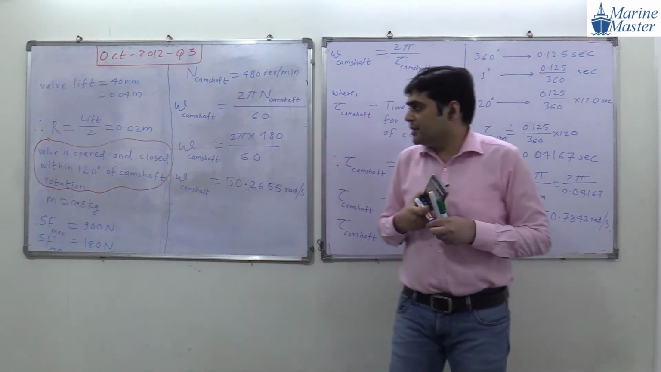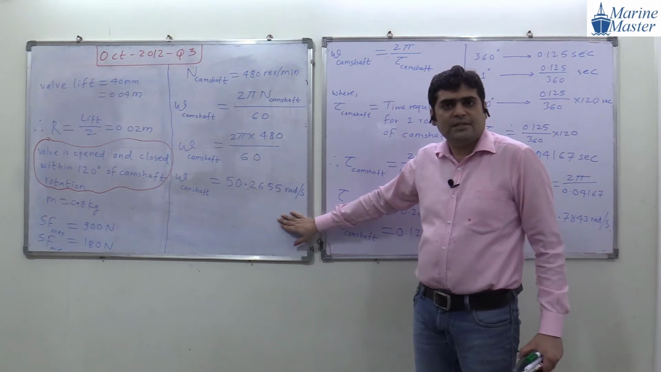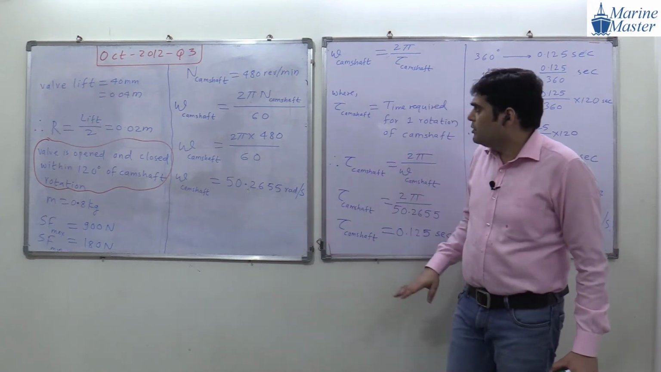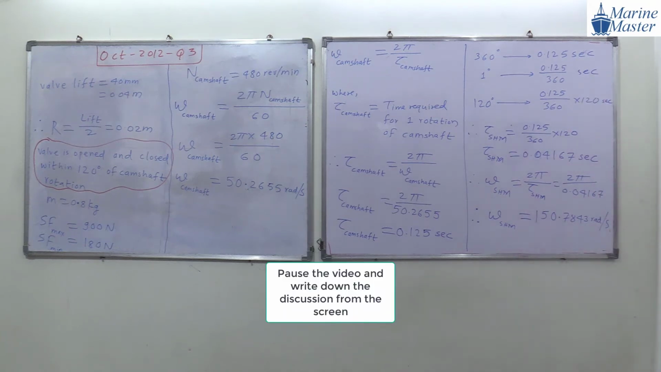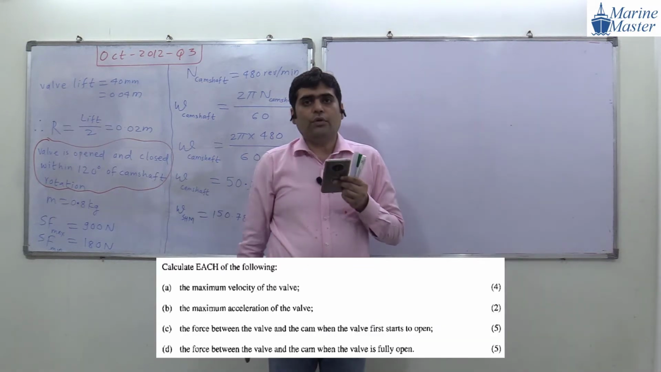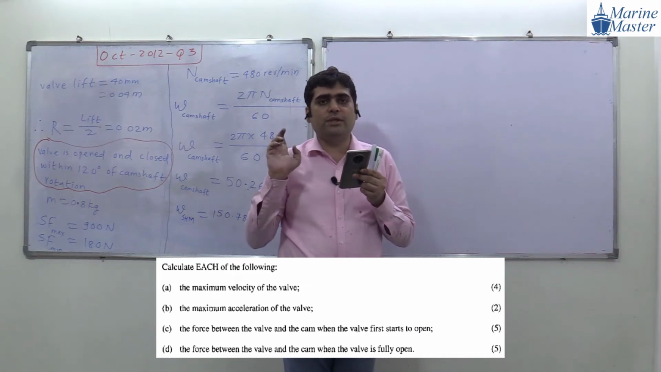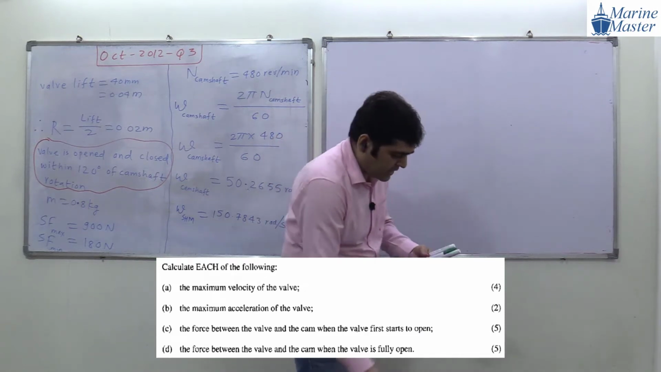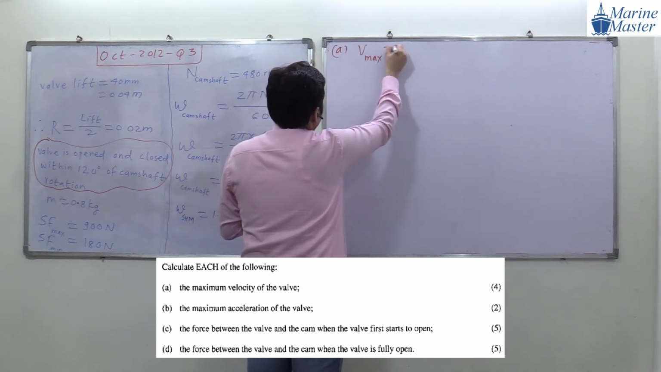So before going further, first of all, guys, we have written up to tau omega camshaft, na guys? Okay, now please write down all this point. This discussion is important to us. Now what they have asked us here in A part, guys? In A part they ask us maximum velocity of the wall. In A part our target is what? We have to find out Vmax.